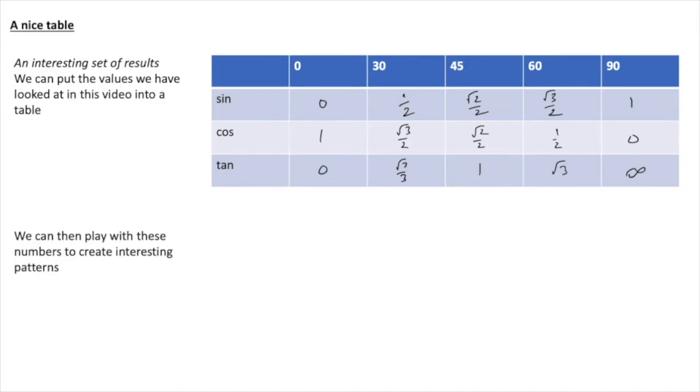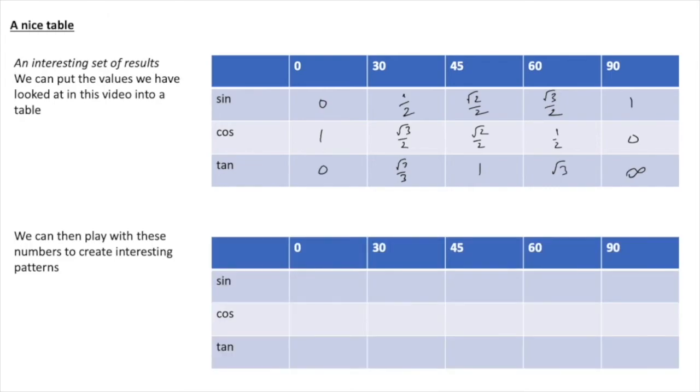Now we can play with those numbers. They don't look to give an obvious pattern as they're written, but we can play around with them. So we'll redraw our table, and this time we're going to write 0 as the square root of 0 over 2. Now the square root of 0 is 0, 0 divided by 2 is 0, so this is the same as the value in the top table.